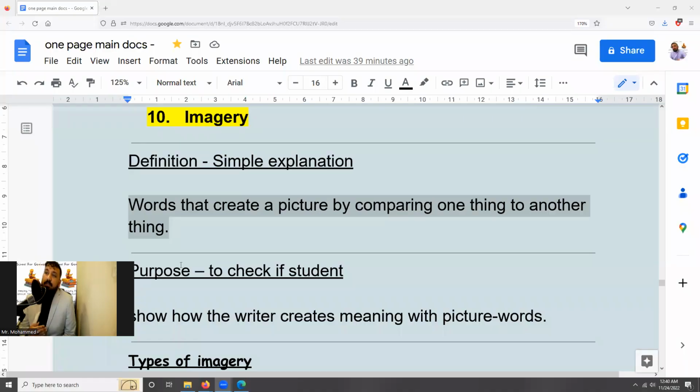So imagery refers to when a writer uses words to create pictures by comparing one thing to another thing. So when a writer uses words to make a picture, and they do this by comparing one thing to another thing, this is imagery. Okay, so imagery is all about comparisons. It's all about one thing or one person being compared to something else. That is the key to keep in mind.